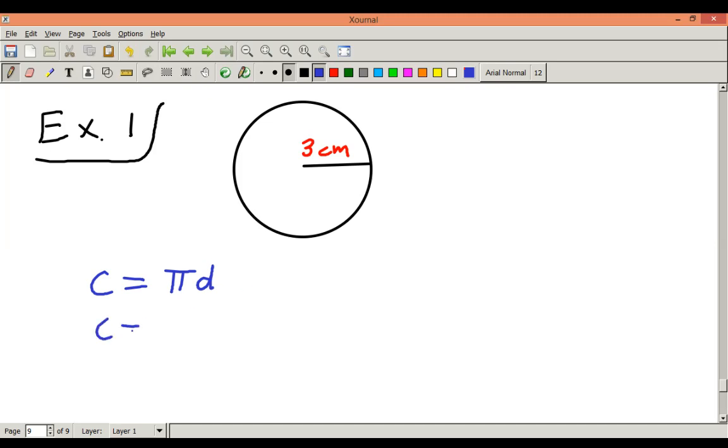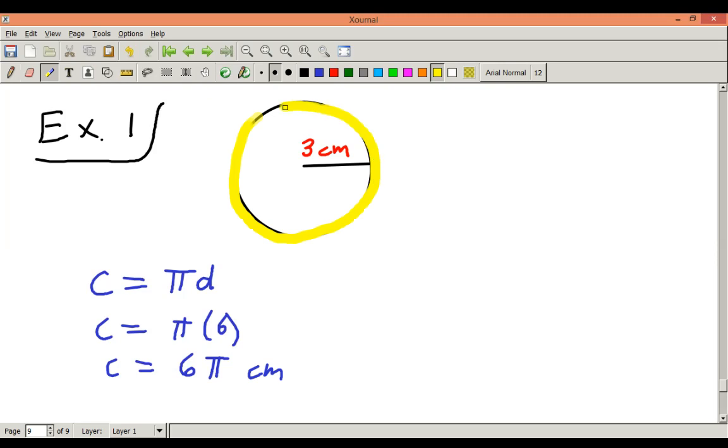For this circle, it's pi times the diameter, which is 6 centimeters, twice the radius. So the circumference is 6 pi. That's going to be centimeters, because remember, we're talking about how far it is around the circle, and that's a distance. That's not an area. That's a circumference, like the perimeter. So that's 6 pi centimeters. If your problem tells you to leave it in terms of pi, you are done. Just say it's 6 pi centimeters.